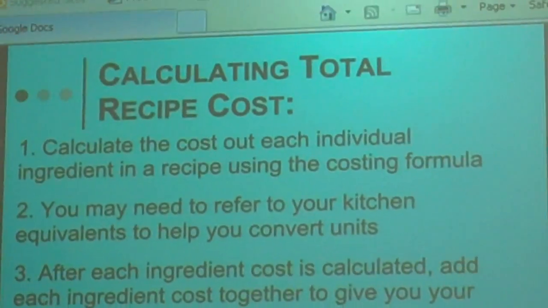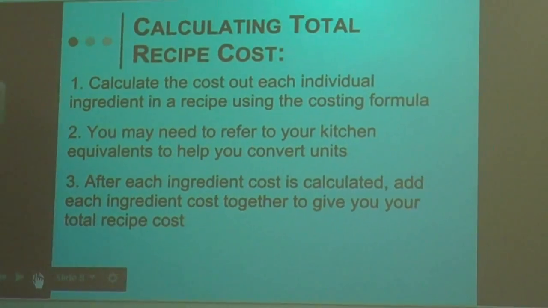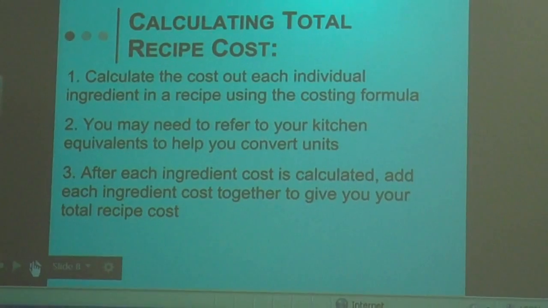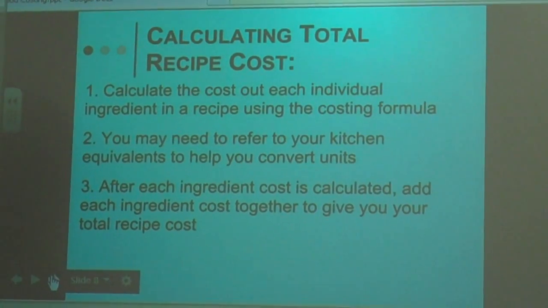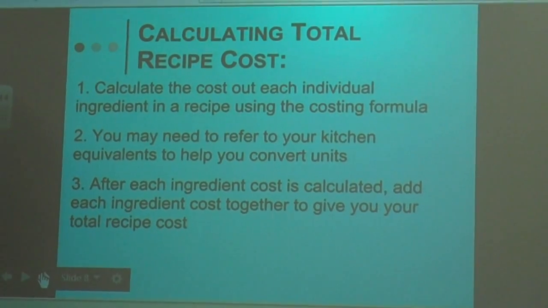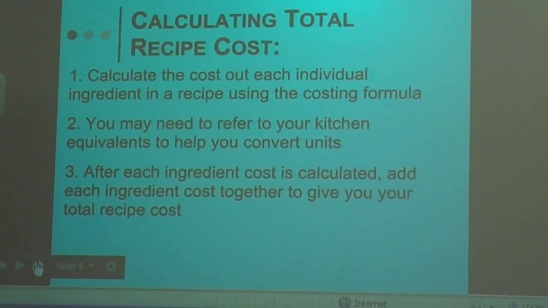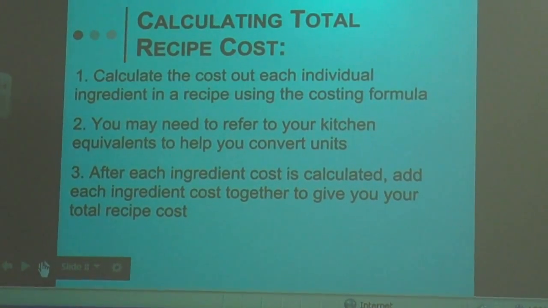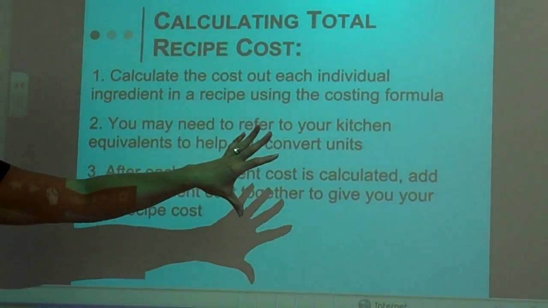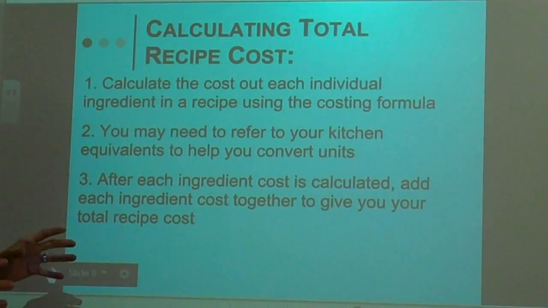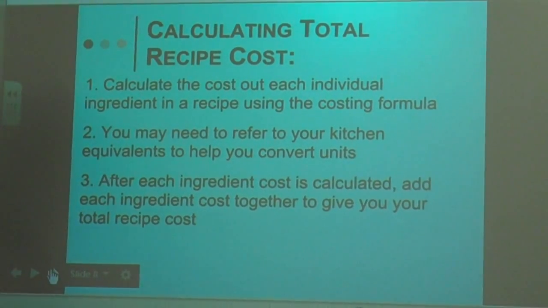Now to calculate your total recipe cost, you have to cost out every single ingredient there is. You may need to refer to your kitchen equivalents if you can't remember all of them, which is really testing how well you remember all of those. 3 teaspoons to a tablespoon, 16 tablespoons to a cup. After every ingredient's been calculated, you add it up, and that gives you your total recipe cost.